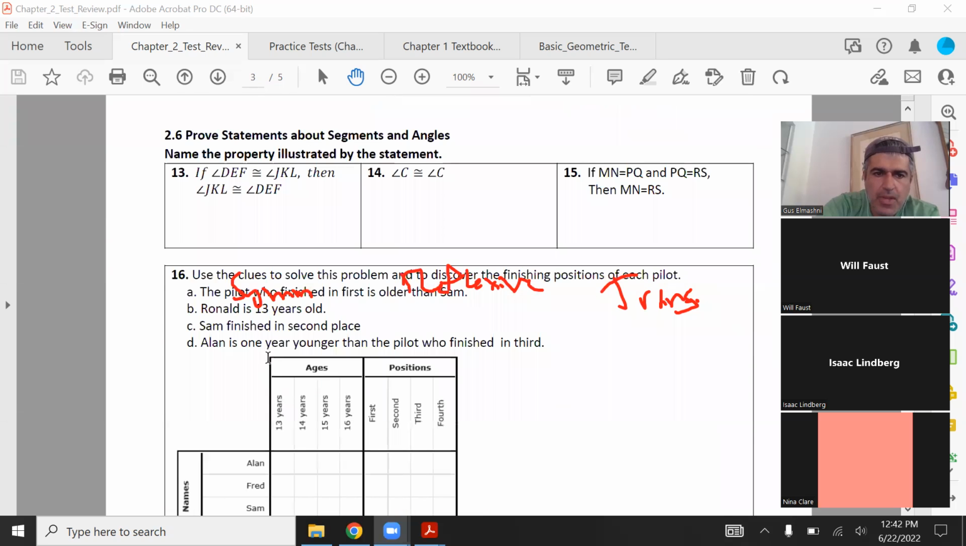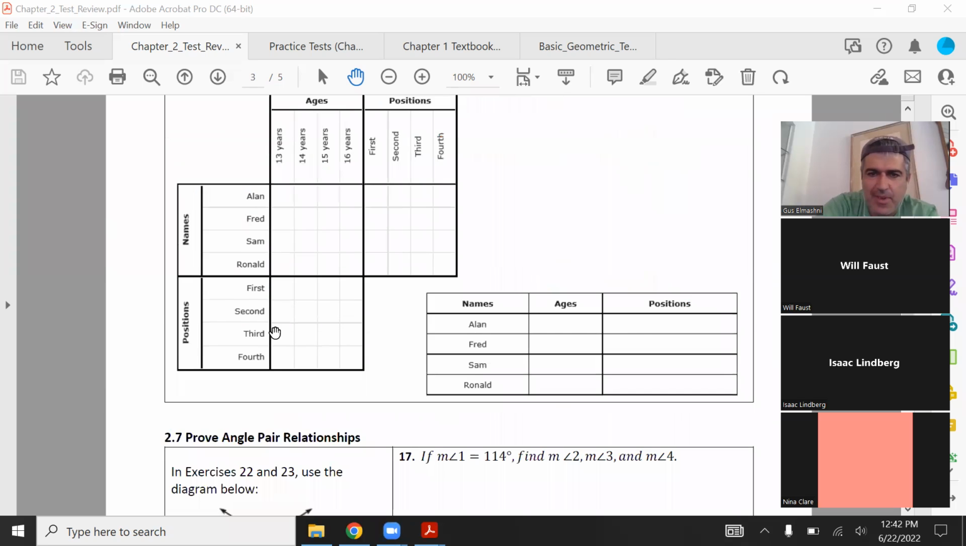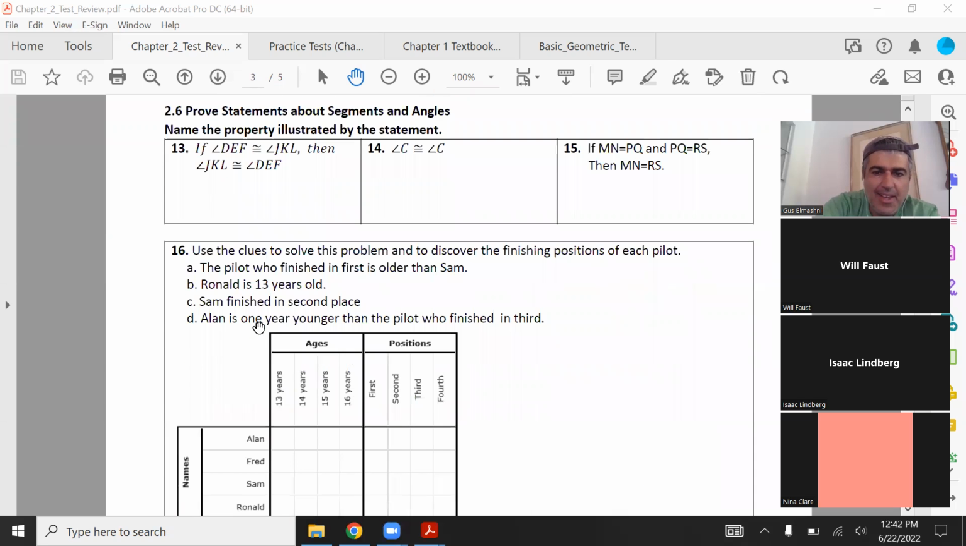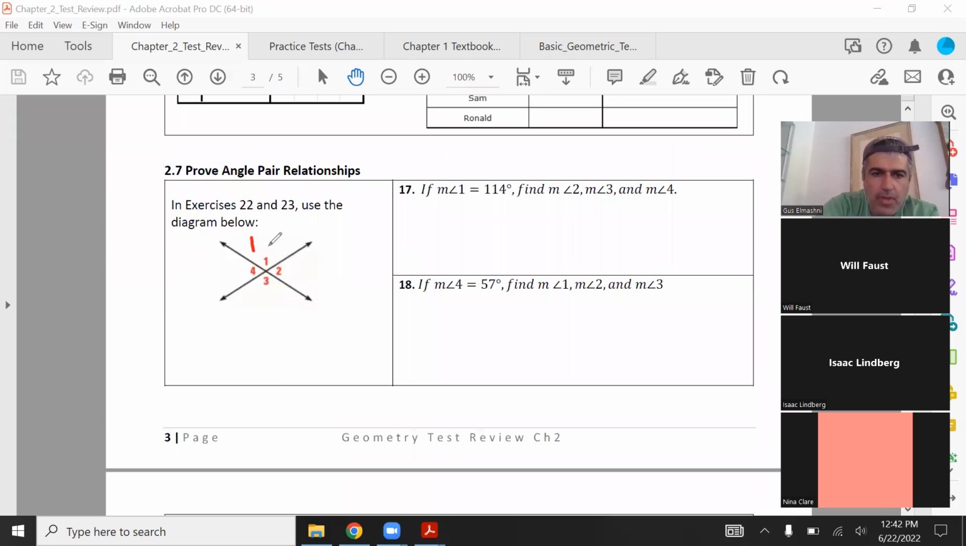And then 4 more questions. I'm not going to do 16. I'm not asking it on a test, so we won't talk about 16. Let's look at 17, 18, 19. The angle one is 114. That's also 114. And therefore, that's going to be 66, 66, because these two have to add to 180, right? Or if angle 4 is 57, that's 57. Therefore, that's 123, 123. Pretty easy, right? Not too bad.